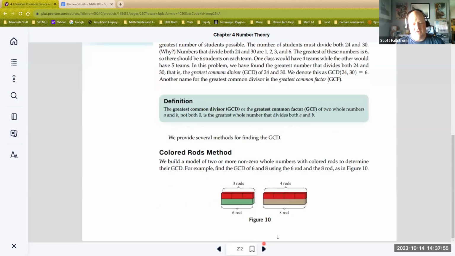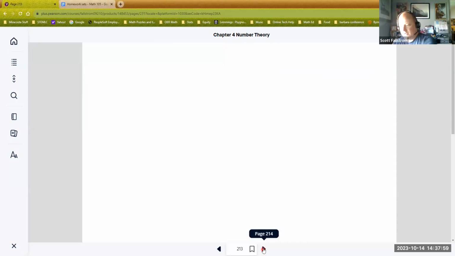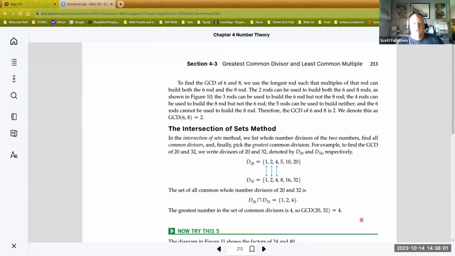I think they show it on the next page. So I'm going to say there is a quick way to do it with the prime factorization. I believe they show it here on the next page. So we'll go over to that.